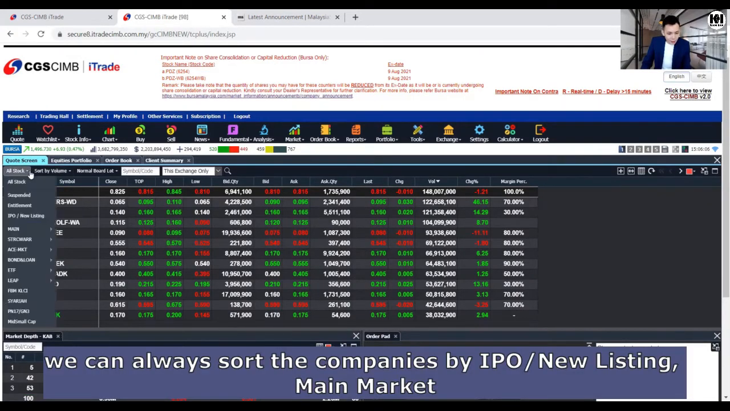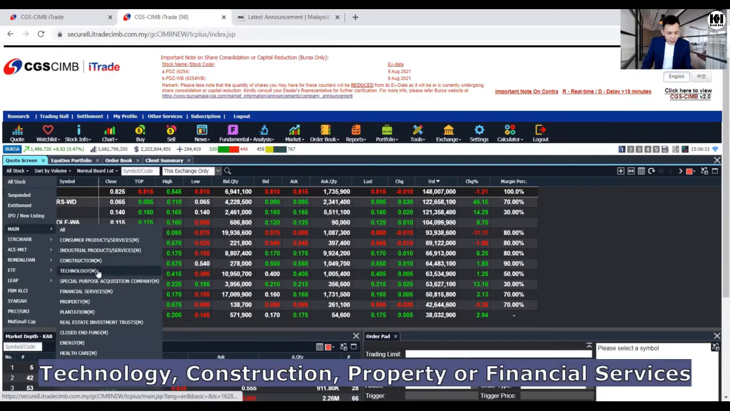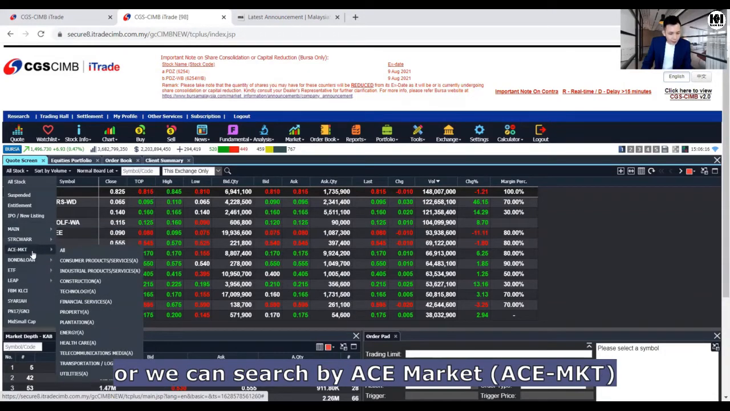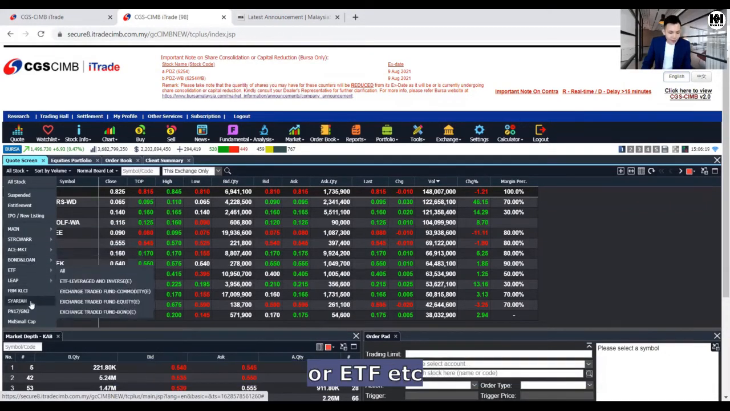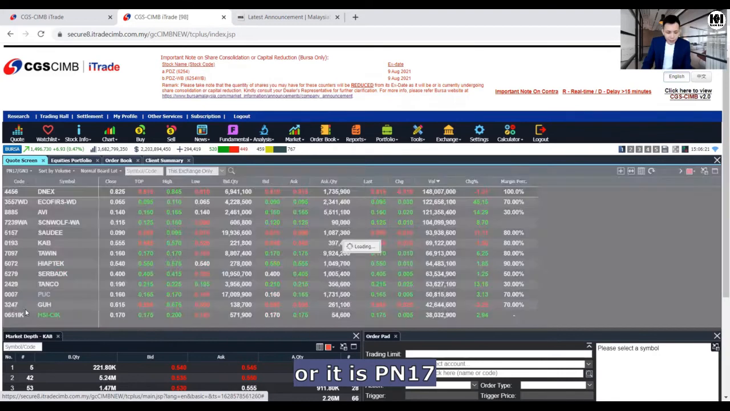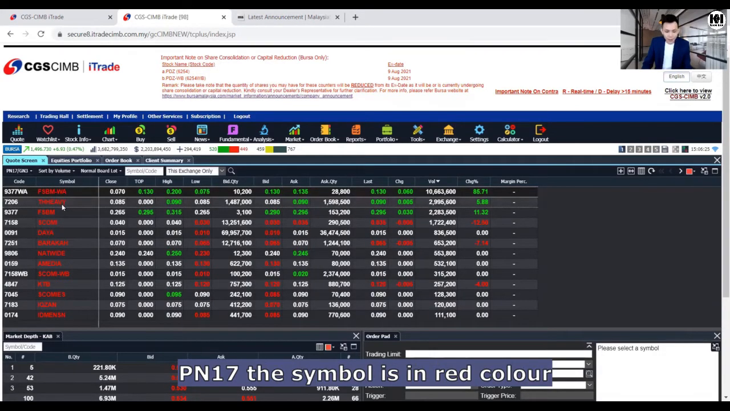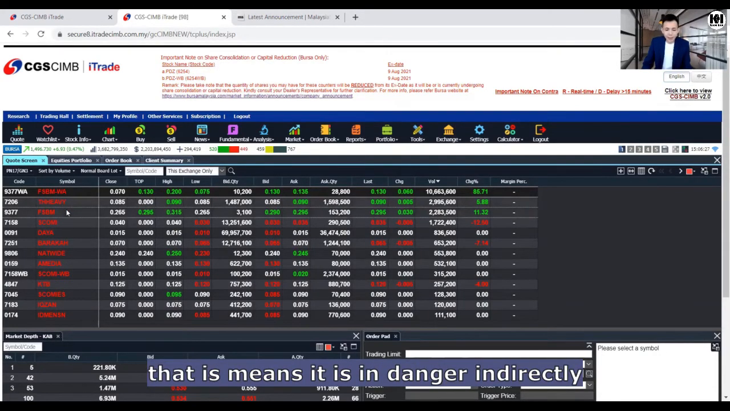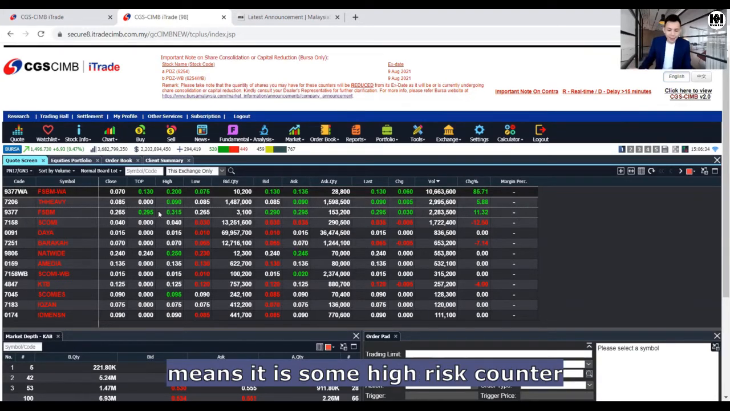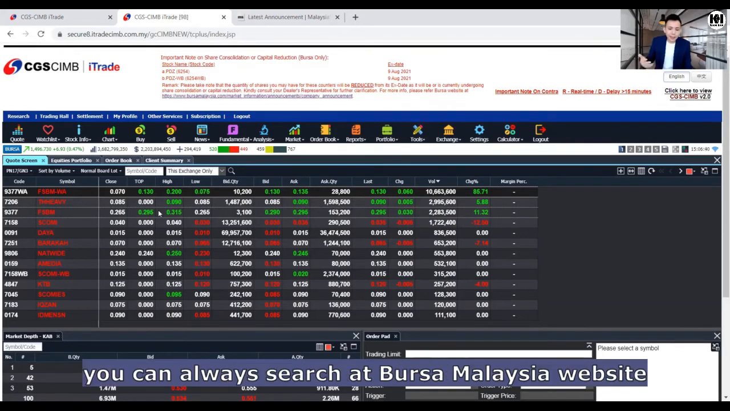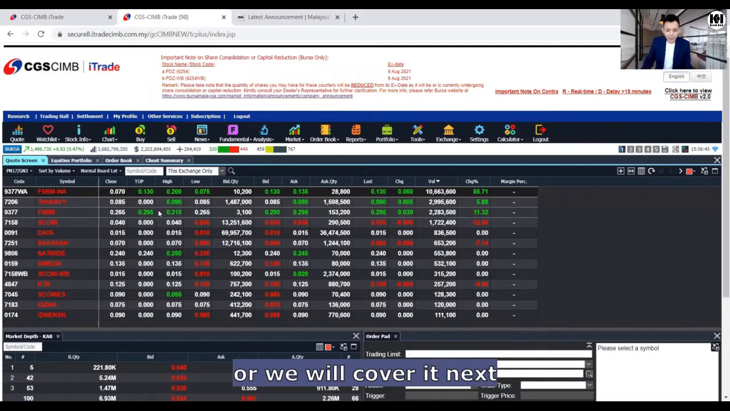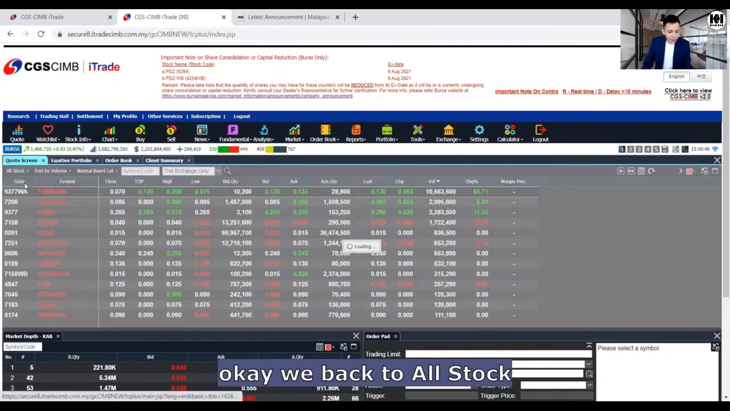We can always sort the companies by IPO, new listing, main market. We can search for technology, constructions, or property, or finance services, or we can search by S market or ETF, etc. Or is PN17. For PN17, the symbol is in red color. That means it is in danger indirectly. It means they are some high risk counters. To know better about what PN17 is, you can always search at the Bursa Malaysia website, or we will cover it next. Okay, we go back to our stock.